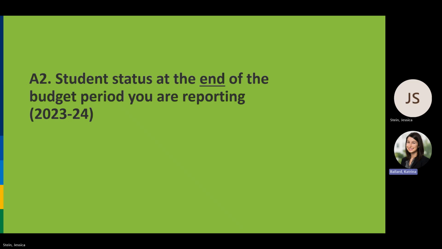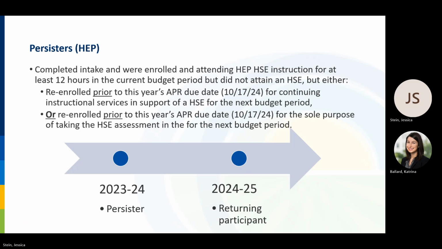Now we're going to go over terms that refer to student status at the end of the budget period that you're reporting for 2023-2024. So this is section A2. So persisters for HEP, they completed intake and were enrolled in attending HEP HSE instruction for at least 12 hours in the current budget period, but did not attain an HSE.